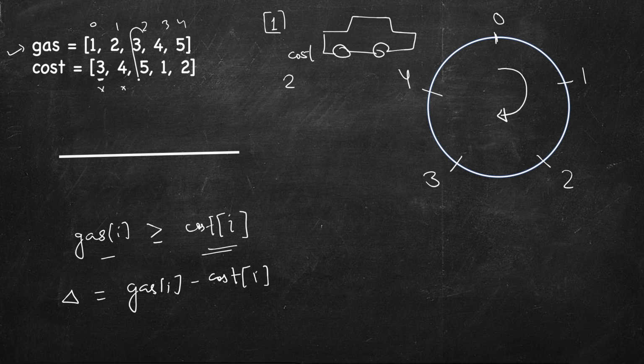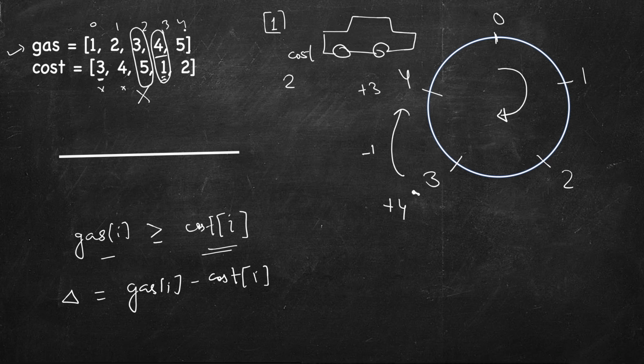Now here, look at this. The gas you can fill is 3, but you need 5. Again, not possible. Here, you can fill your tank with 4 units of fuel, and you need just 1 unit to go from 3 to 4. So you can start from here. Whether you actually start or not will depend on the future values. But here you can definitely start, since here you will have surplus. So here we filled with plus 4 units. Then we came here, we lost 1 unit because we need 1 unit. So minus 1. Now we have a surplus of 3.